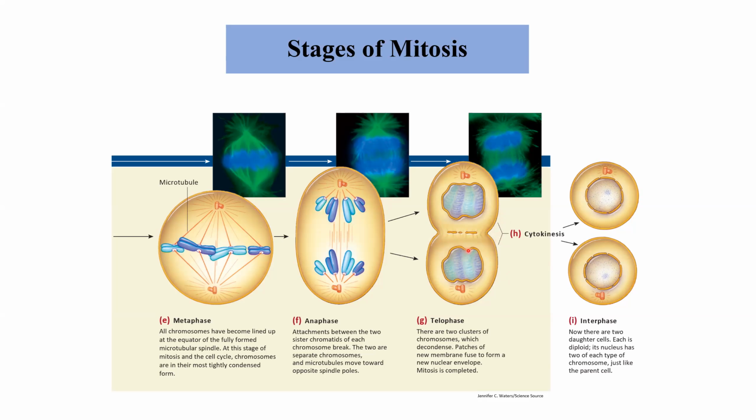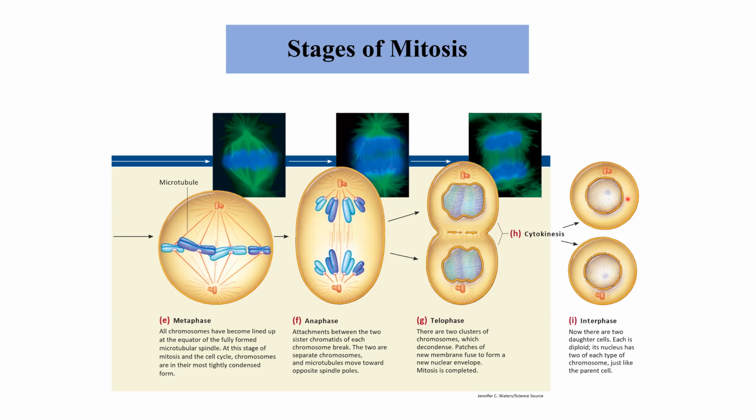So your nuclear envelope's back, your nuclear DNA is decondensing, you're getting this cleavage furrow pinching, and essentially in the end, cytokinesis occurs. Cytokinesis is when you have this pinching occur, and then you have two identical daughter cells.